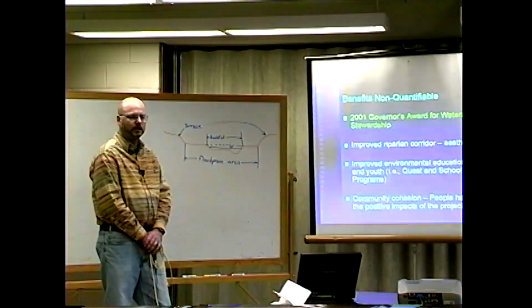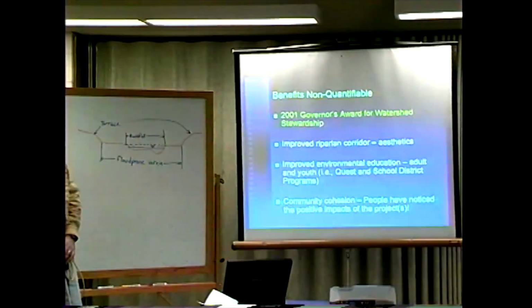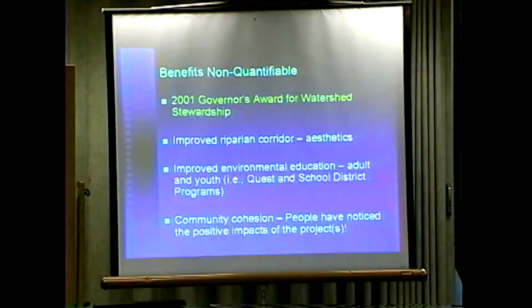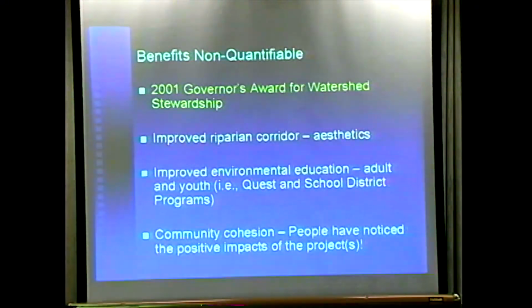Other benefits, but these aren't really so quantifiable, include the 2001 Governor's Award for Watershed Stewardship. The township and CLS for this project was recognized throughout the state for its excellence. This is something that puts our project on the map. Improved riparian corridor aesthetics. The area, as time goes by, is going to look prettier and prettier. We already have more fish, more birds that are living in the area that weren't living there before.